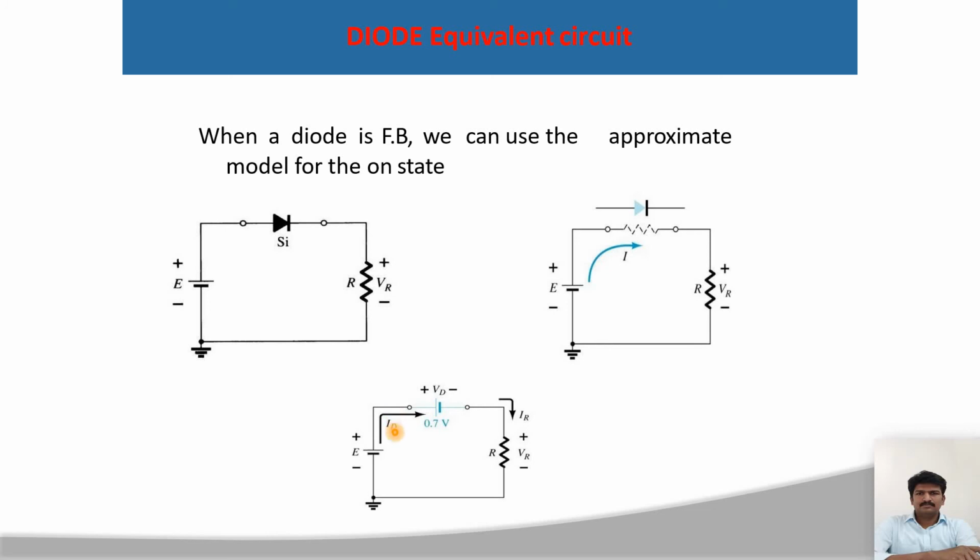This one, ID, is nothing but the diode current. VD is nothing but the diode voltage. How much amount of voltage is going to be dropping across the diode? That is the minimum voltage, 0.7 volts. This one is IR. It is the load resistor current. IR is equal to ID.